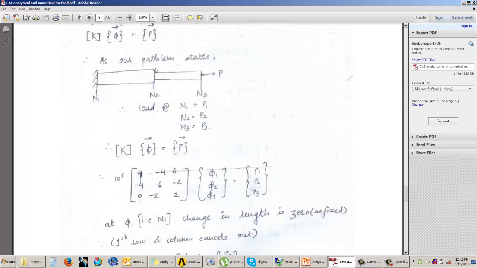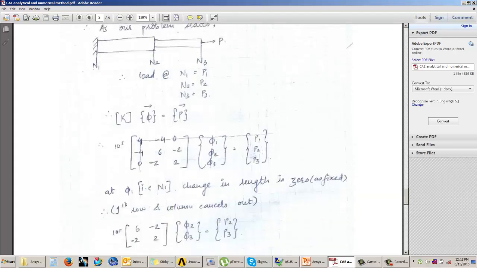Similarly, the change in length at node number 1 is phi1, the change in length at N2 is phi2, the change in length at N3 is phi3. So now we will be putting this into a matrices format. The stiffness matrix, whatever value we have got, is 10 raised to 5 into the matrix [4, -4, 0; -4, 6, -2; 0, -2, 2]. The change in lengths in matrix format we have written as phi1, phi2 and phi3. Similarly, the loads acting at all the three nodes are P1, P2 and P3.